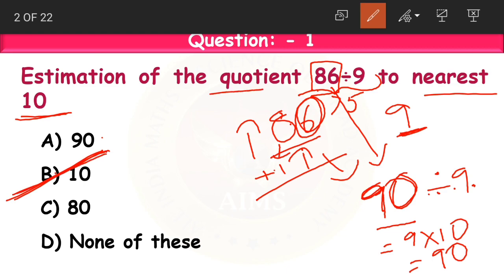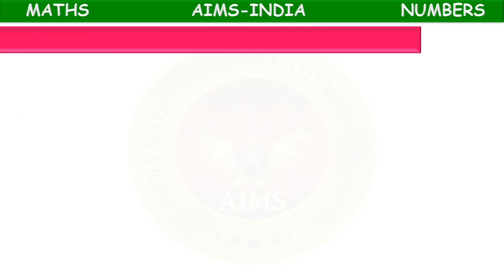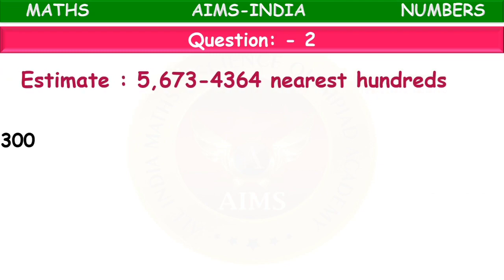The correct answer is option B 10. What did we do here? First we estimated 86 and then we divided it by 9. We got the quotient as 10. Option B 10 is our correct answer. I hope this is clear. Moving on to question number 2.